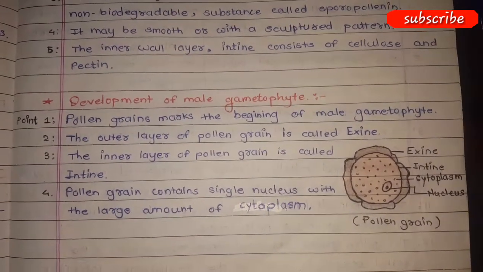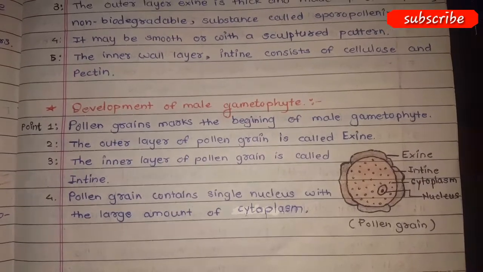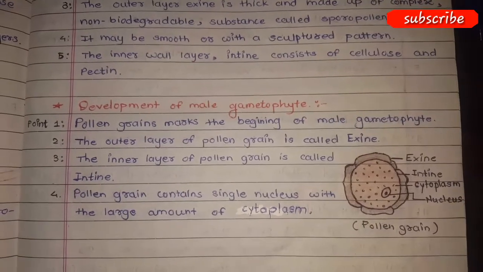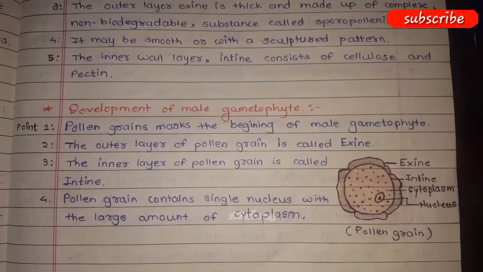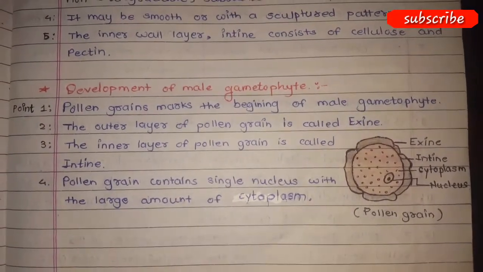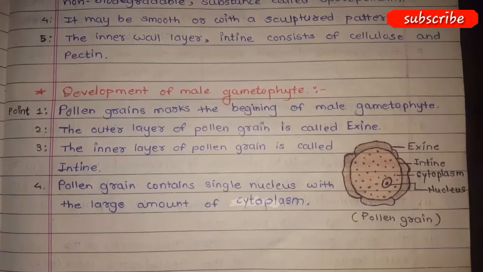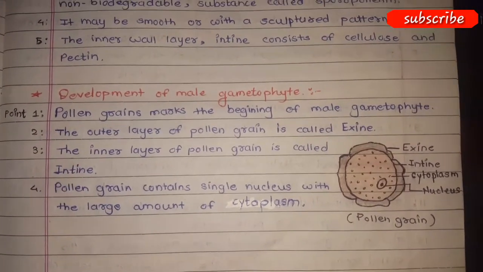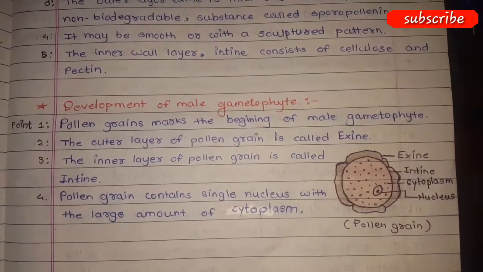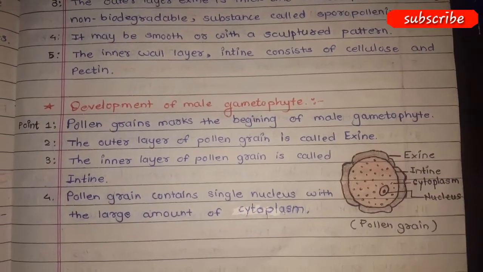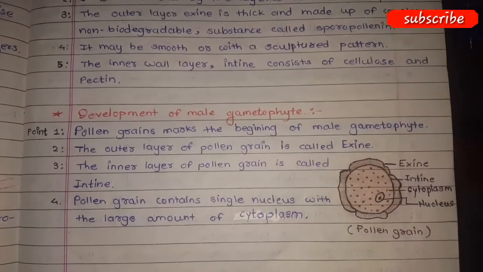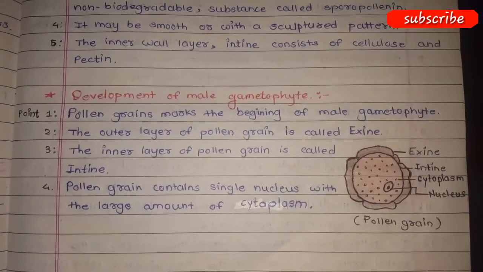Point number 1. Pollen grain marks the beginning of male gametophyte. Means the pollen grain is a must for the study of development of male gametophyte. Second point, the outer layer of pollen grain is called exine. In the diagram you can see clearly the outer layer is called exine. The inner layer of pollen grain is called intine. You can see clearly in the diagram that the layer which is attached to exine and cytoplasm is called intine.